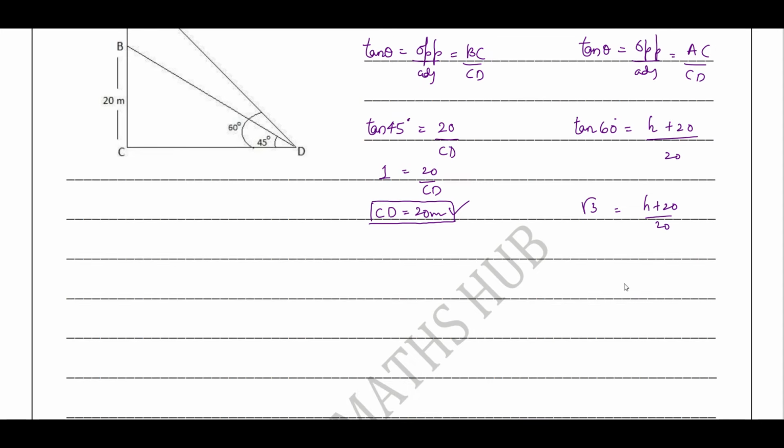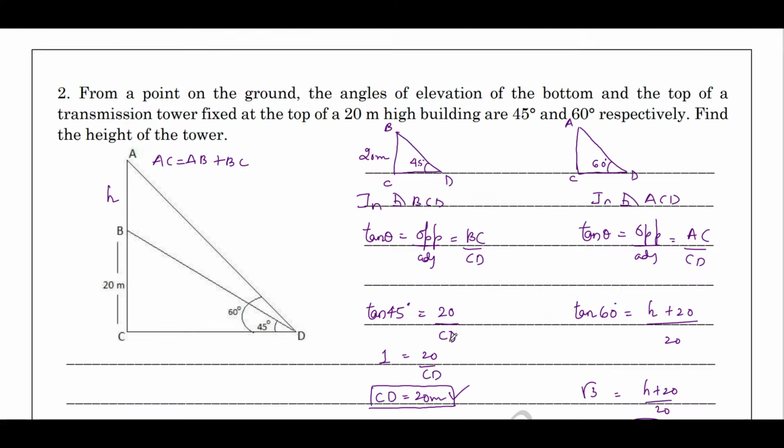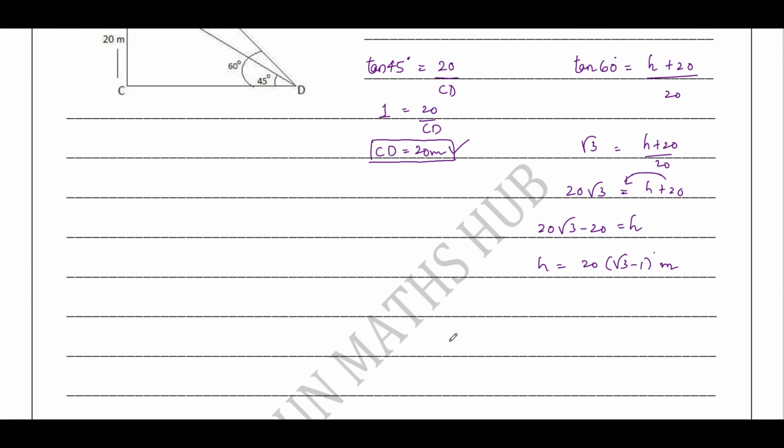Now cross multiply: 20 into root 3 is 20 root 3 equals H plus 20. Now shift plus 20 towards LHS, it becomes minus 20. 20 root 3 minus 20 equals H. H equals 20, the common factor is 20, the remaining is root 3 minus 1 meters. Therefore, the height of the tower is what? 20 root 3 minus 1 meters.